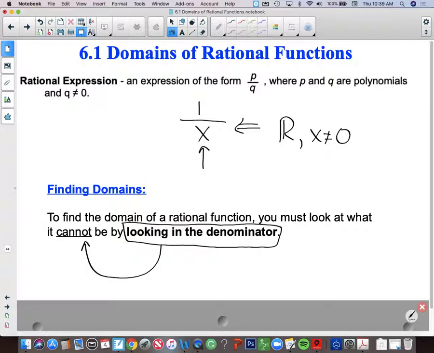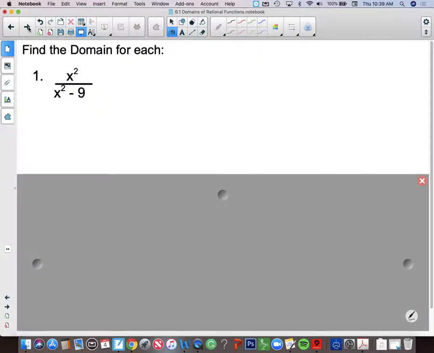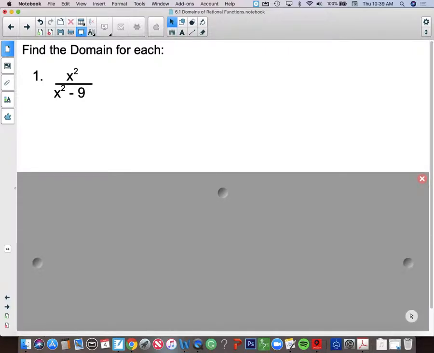So let's take a look at what one of these would look like and how we find its domain. All right, so first one here. We have x squared divided by x squared minus 9. So go ahead and write that down if you haven't, and then we'll figure out how to do it. So looking at the bottom here, we got x squared minus 9. That's what we're going to look at. That's how we're going to figure out the domain of the function.